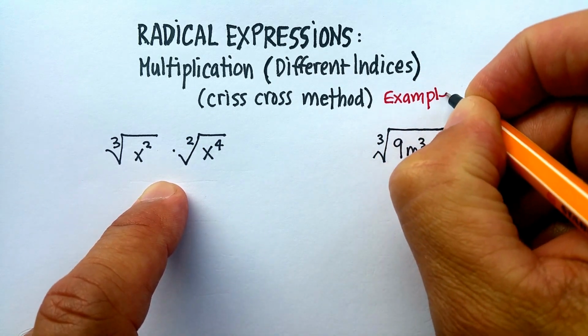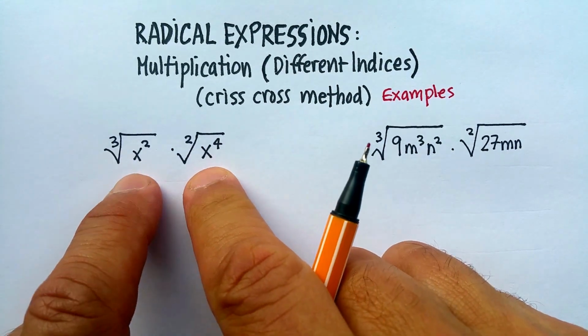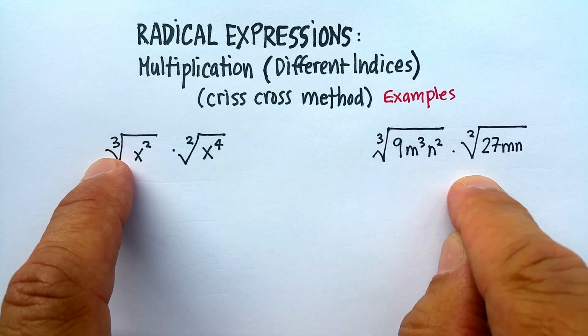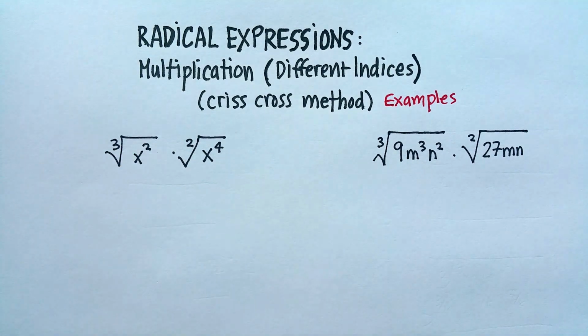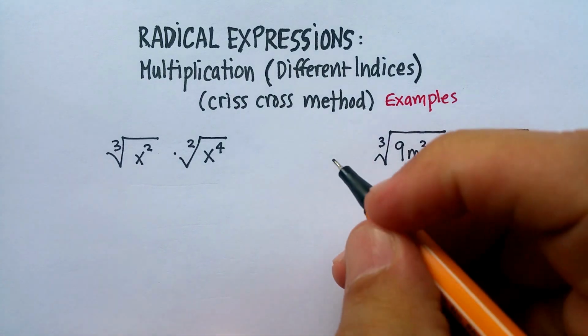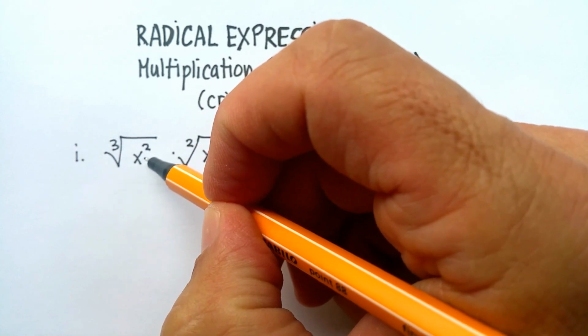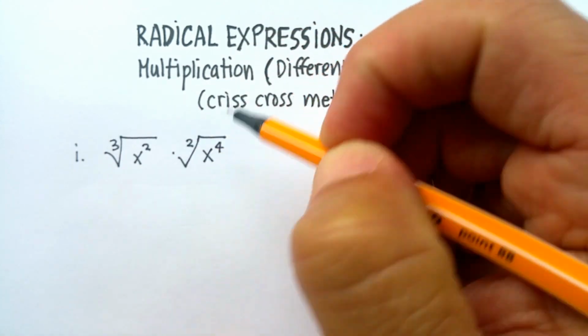So I'm just going to use these two examples. Now, I'm going to show you a simple example where there's only one radicand under each, and I'm going to show you a more involved one over here so you get the idea of how nuanced this is. All right, so let's get started. So what do I have here? Like I said, I've got the cube root of x squared times the square root of x to the fourth.